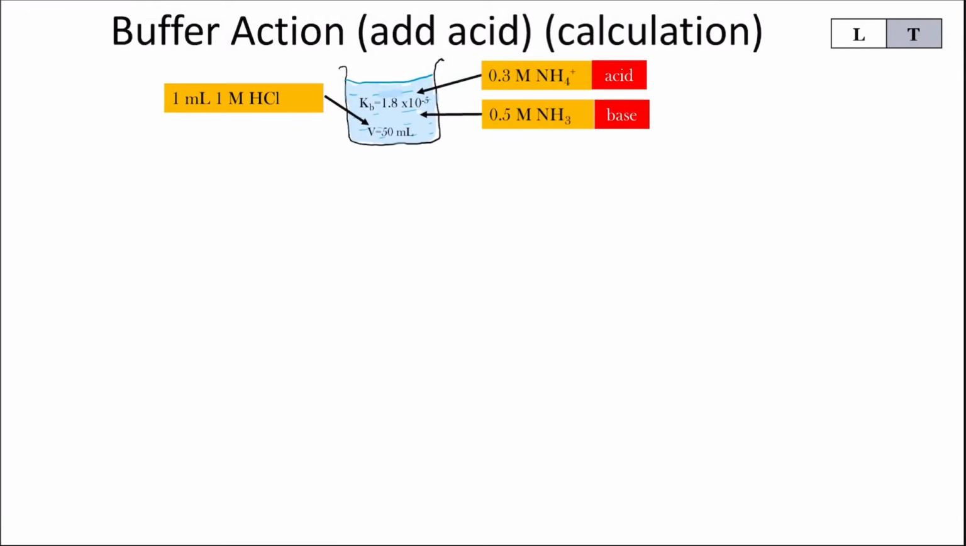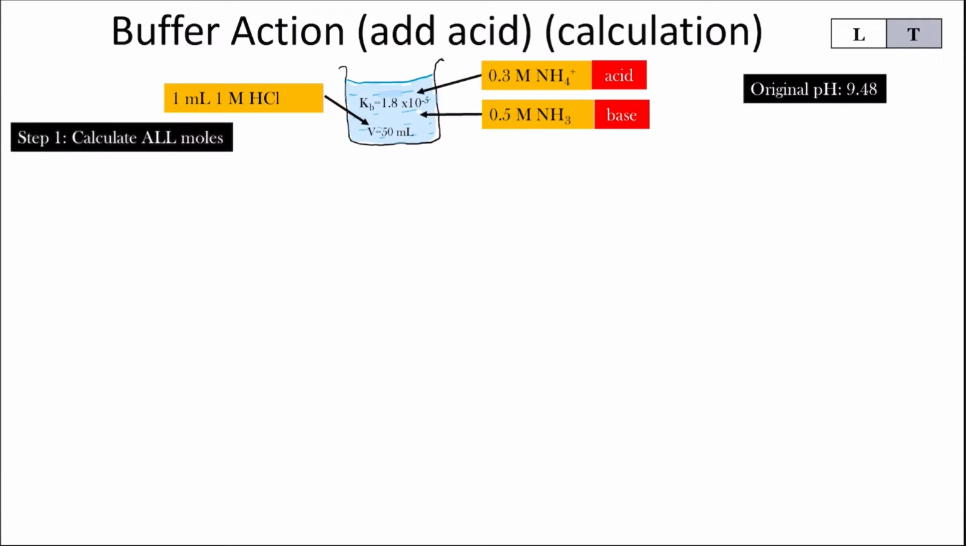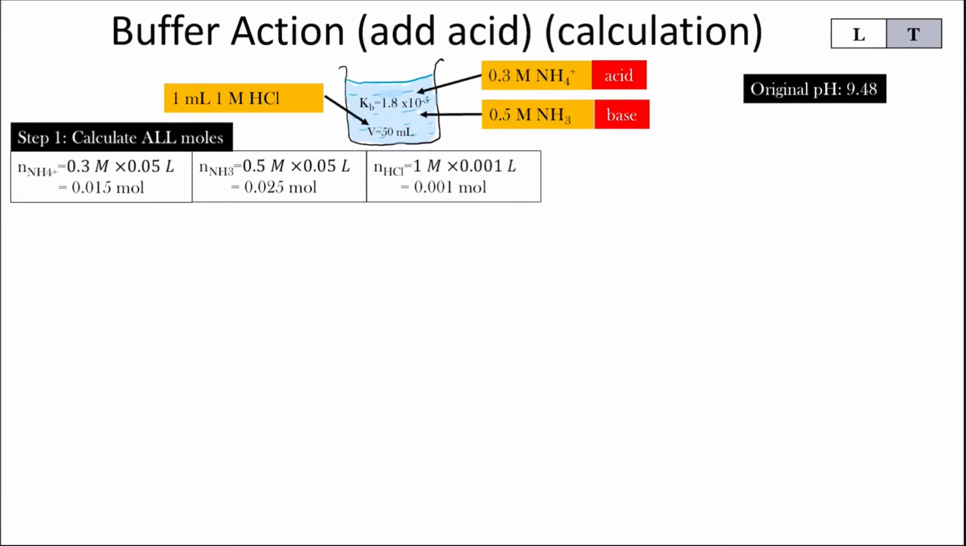Mari kita lihat calculation. So original pH kita akan ambil daripada example 18 yang kita sudah calculate based on Henderson-Hasselbalch equation. You have the original pH is 9.48. Kita compare pH ya, kita tak compare POH. So first step, you akan calculate number of moles untuk semua species. So I have NH4+, NH3 dan juga HCl.